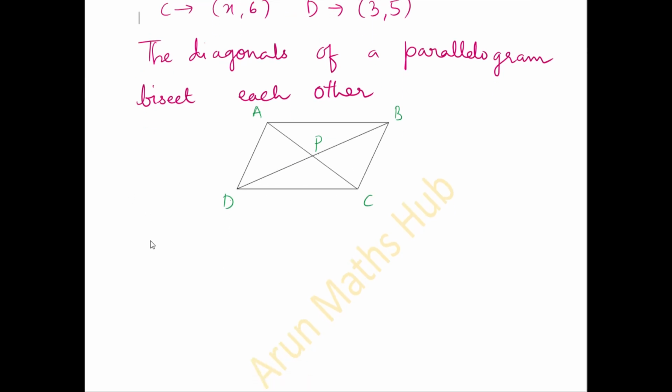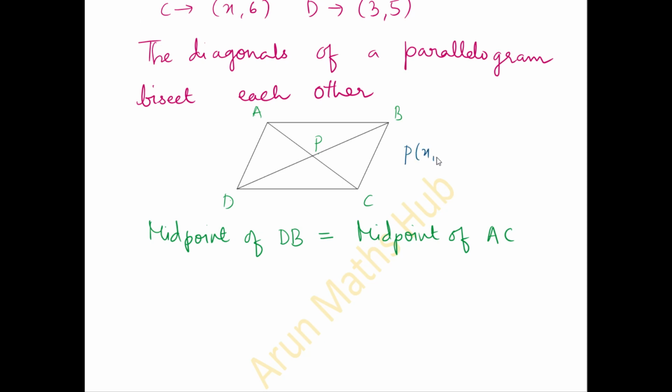Now, therefore, the midpoint of the diagonal DB will be equal to the midpoint of the diagonal AC. By using this concept, find the point P and also the value of x and y. What is the midpoint formula? The midpoint formula is P(x, y) = ((x2 + x1)/2, (y2 + y1)/2).